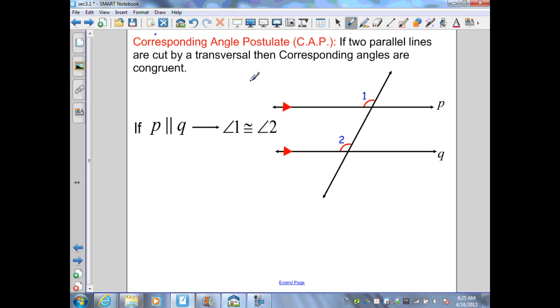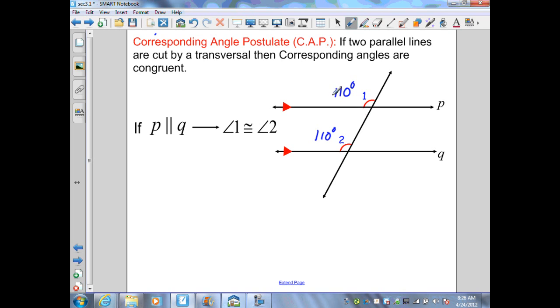If two parallel lines are cut by a transversal, then corresponding angles are congruent. We know what corresponding angles are. They are not adjacent angles. One is on the inside of the two parallel lines, one is on the outside, and they are on the same side of the transversal. If my two lines being intersected by the transversal are parallel, then these two angles are congruent. Therefore, if this would be 110 degrees, angle 2 would be 110 degrees.